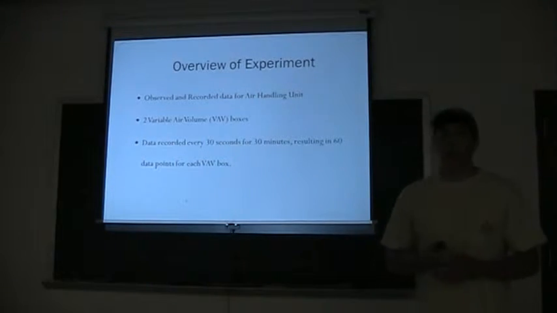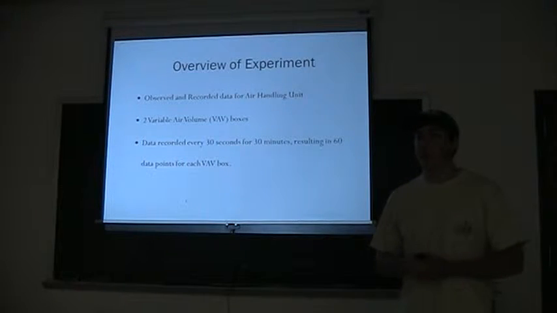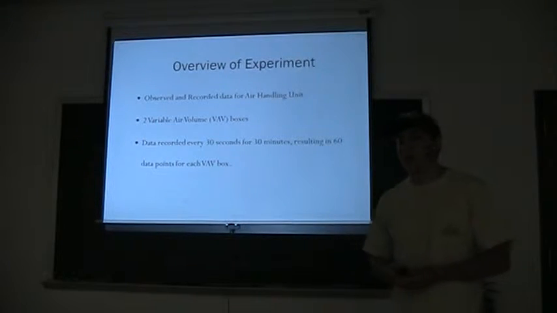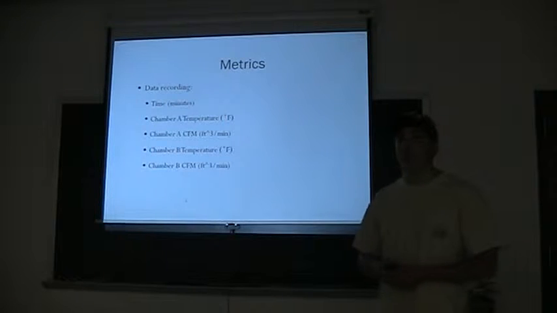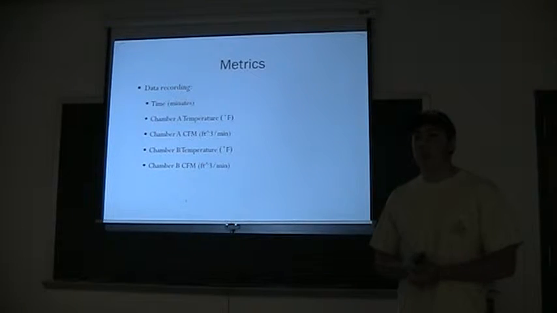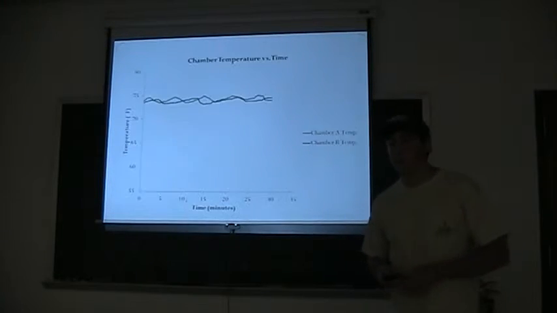We observed and recorded data for the air handling unit. We were looking at two variable air volume boxes, which were chamber A and chamber B. We recorded data every 30 seconds for 30 minutes, which gave us 60 data points for each VAV box. The metrics that we used were the time in minutes, the chamber temperatures in Fahrenheit, and the chamber's volumetric flow rates in cubic feet per minute.